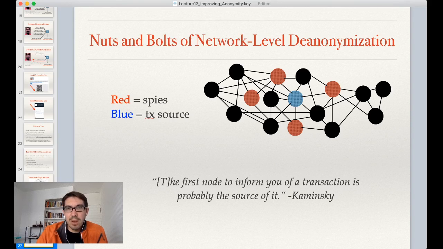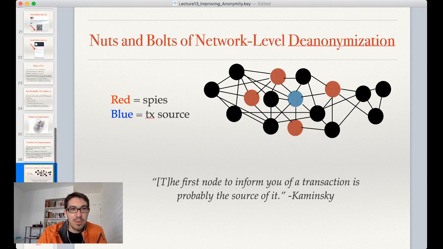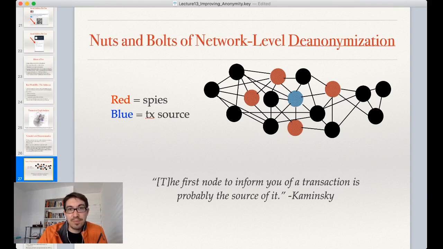It's going to gossip amongst all the nodes to which it is connected, and you can see it actually is connected to several of our spies. And according to Kaminsky, the first node that informs you of a transaction is probably the source of it. But even if it's not, if we have a good idea of the topology of the network, we can get a better idea of where it came from. So for instance, if our nodes in the United States all see a transaction first and our nodes in Europe and China and Africa all see it later, well, we have a good idea that that transaction probably originated somewhere in the US as opposed to Africa.